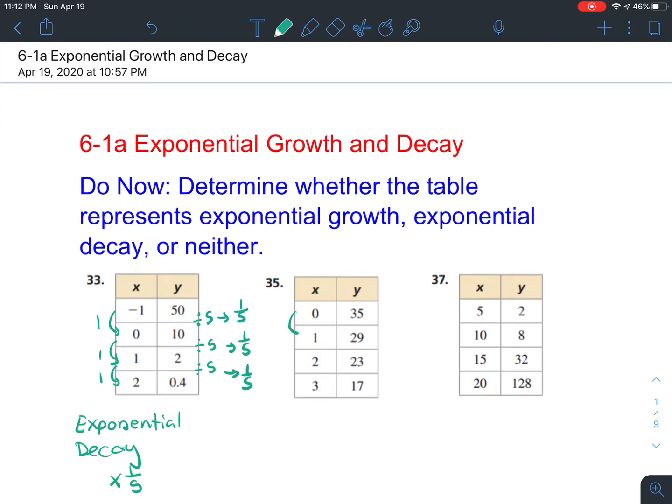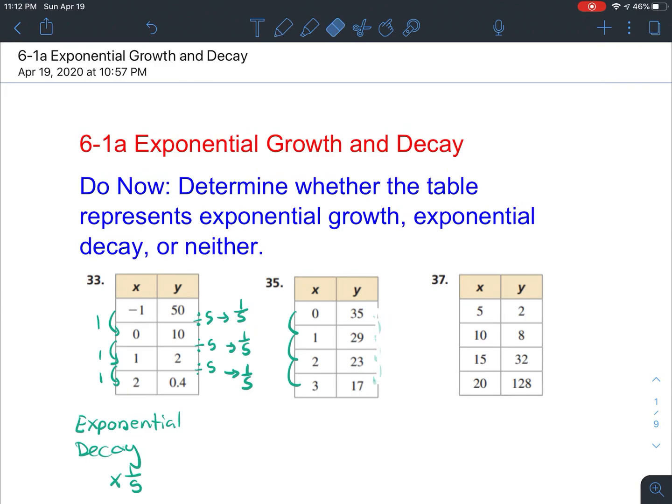So we are going by 1, so 0 to 1, 1 to 2, 2 to 3. Okay, so we don't have to worry about how those are changing. But let's take a look at the y's. We go from 35 to 29, 29 to 23, and 23 to 17. Well, those numbers aren't rapidly increasing or decreasing. We don't start with a very big number and end with a very small number, or start with a very small number and end with a very big number.